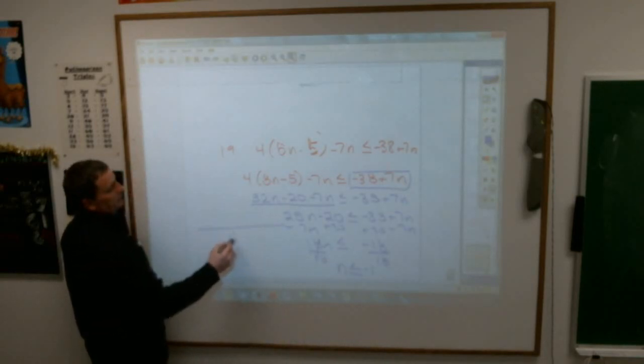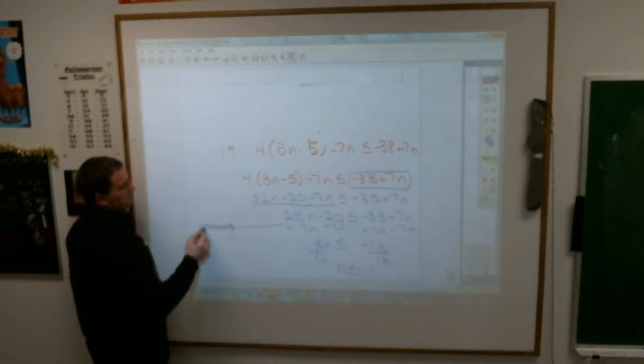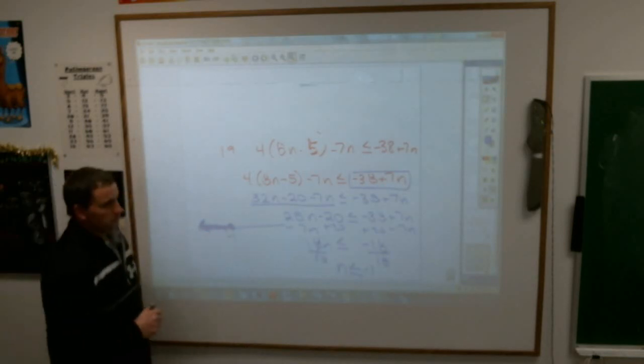Graphing at negative 1, less than or equal to. I don't even know how I did that. Oh, I got the 8. Well, yeah, I definitely got that.